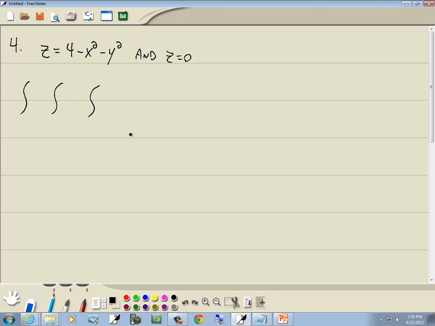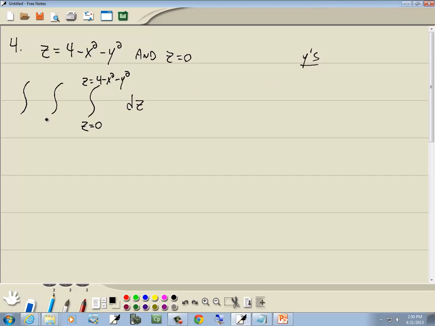Okay. Now let's first start with z is equal to 0. Well, then it goes up to this one. So z is equal to 4 minus x squared minus y squared. Pretty straightforward. And then this would be dz.